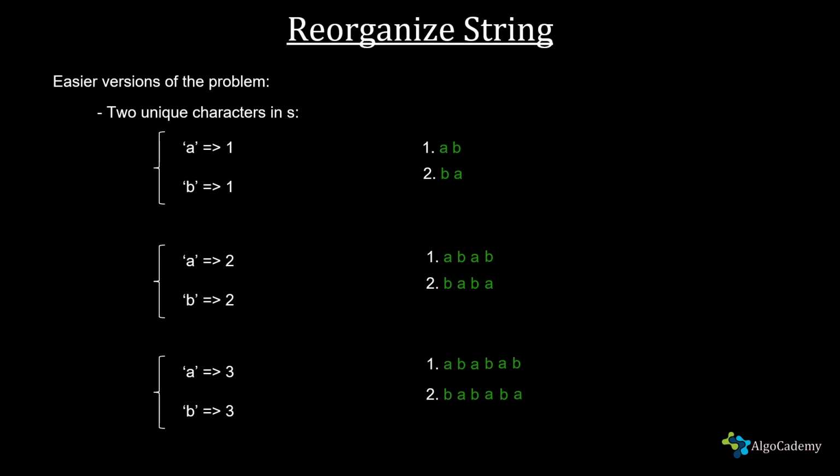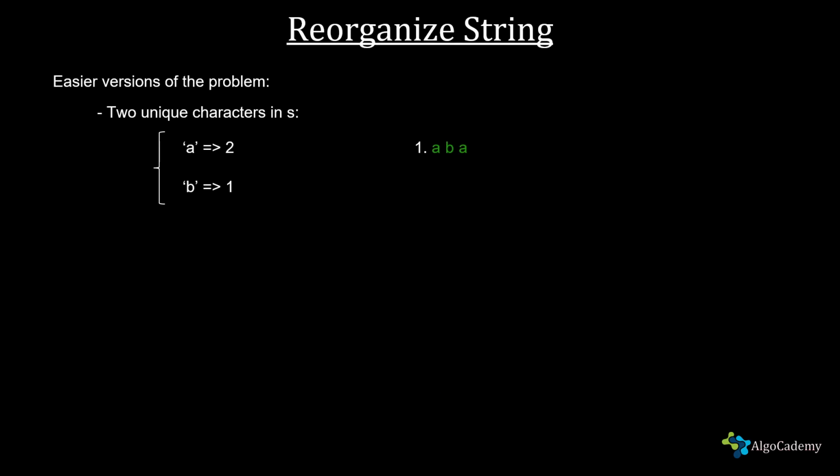This is simple, but what if the number of occurrences are different? For example, if we have two A's and one B. We have the first possibility: we start with an A, then we add a B, and then we add an A, and this is a valid solution. Or if we start with a B, then the next character is an A, and we are left with one extra A, which we should add to the end, and this solution is not valid.